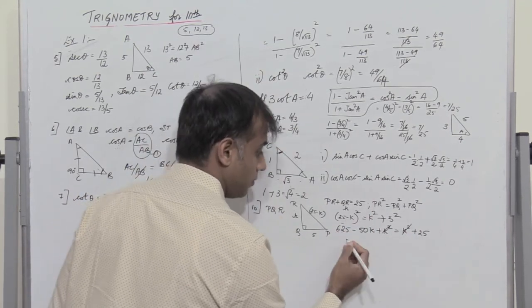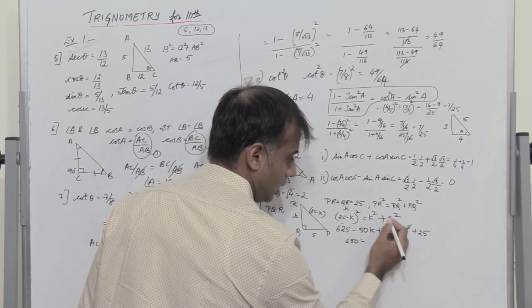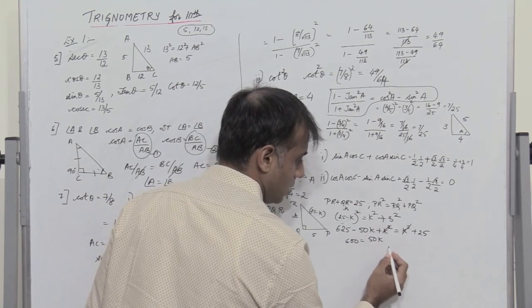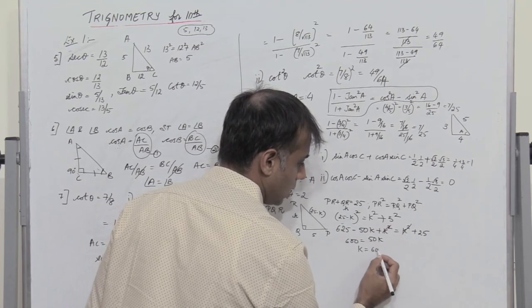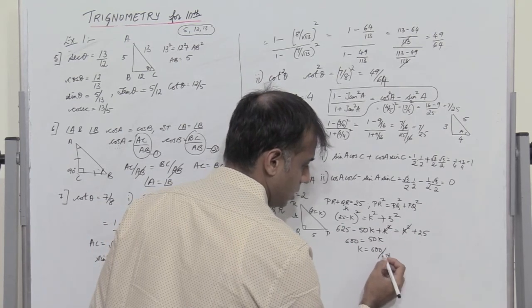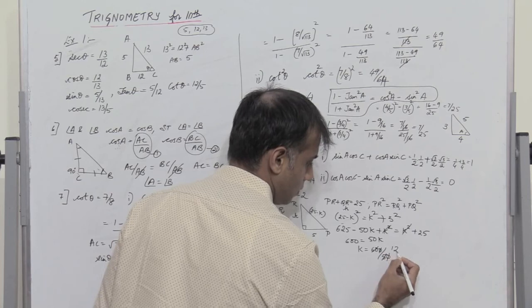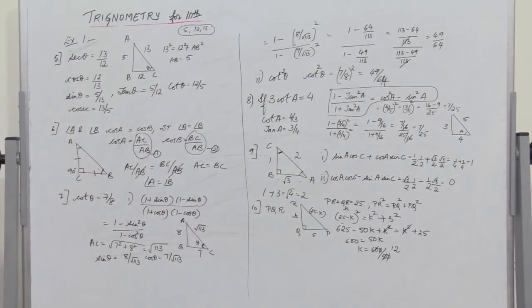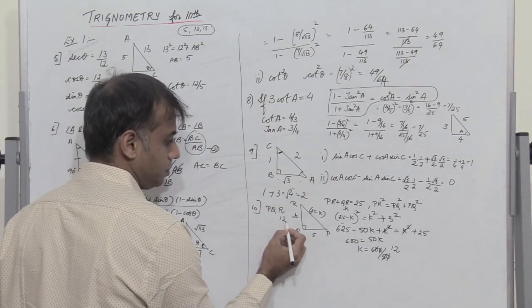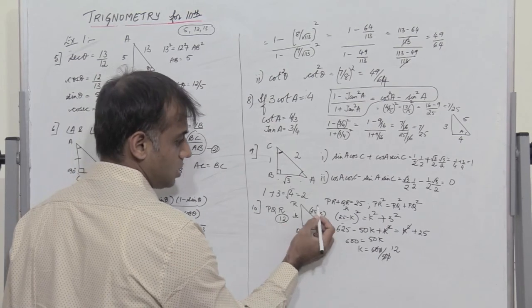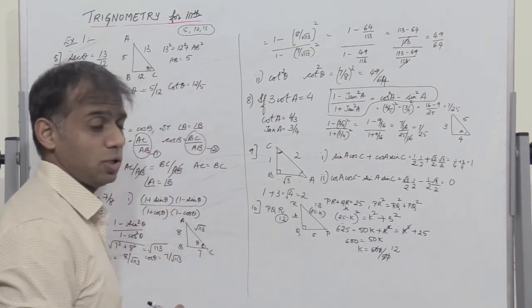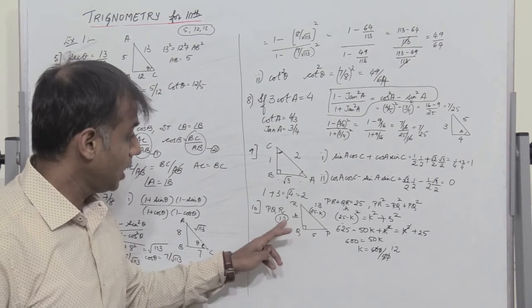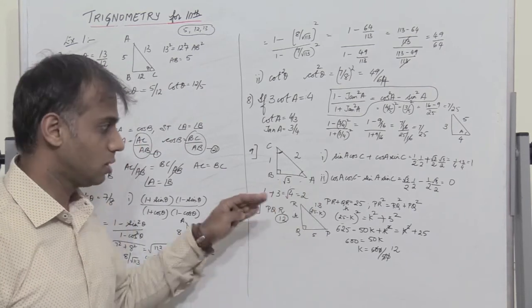625 minus 25, which is 600, and I take this, so I get 50K. So what is K? K is 600 by 50. So I get 12. So the value of K is 12. So if this is 12, this is 25 minus 12, which is 13. So again we have to realize that 5, 12, 13 is again a Pythagorean triplet.